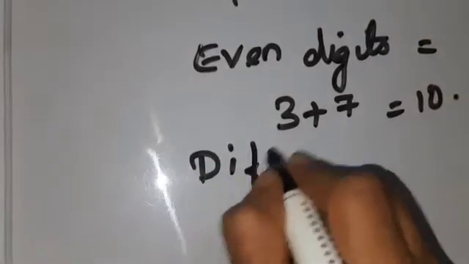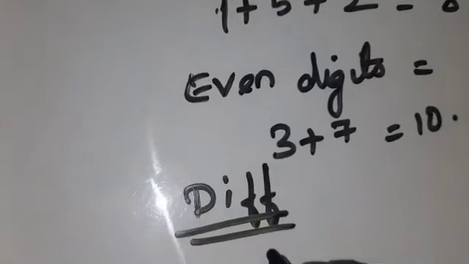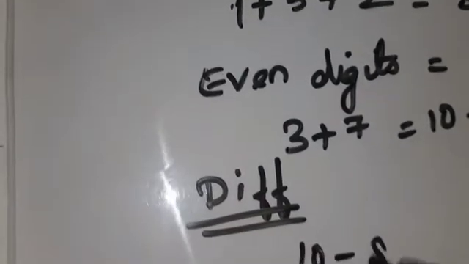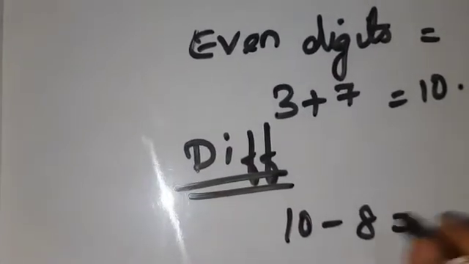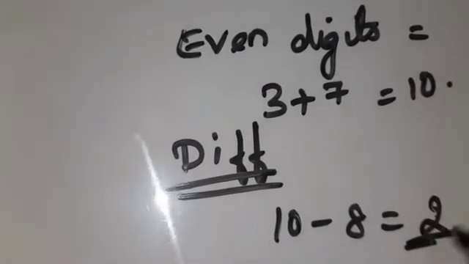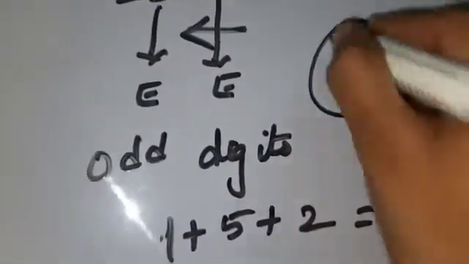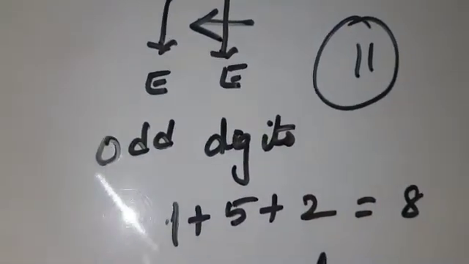Now what we have to do? We have to find the difference of the odd and the even digits in the number. So the difference is 10 minus 8 equal to 2. So this number is not divisible by 11. Now let's solve the exercise problem.